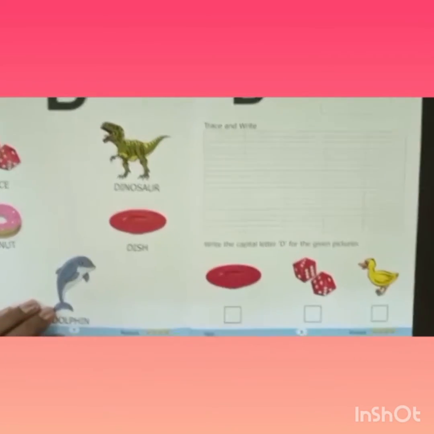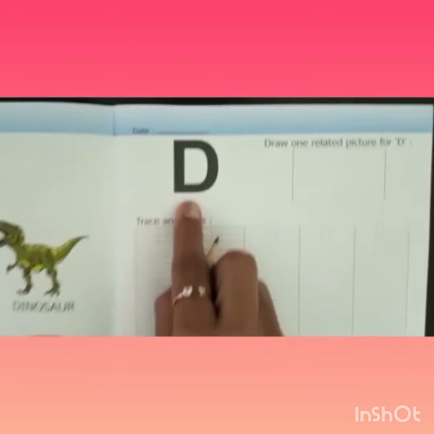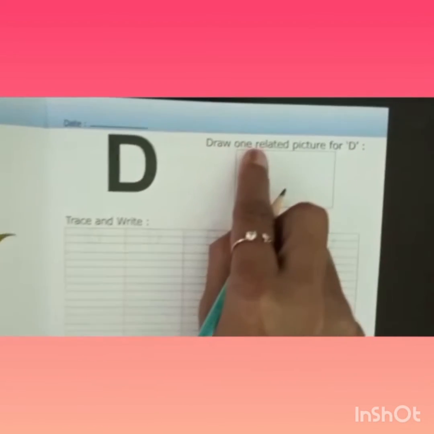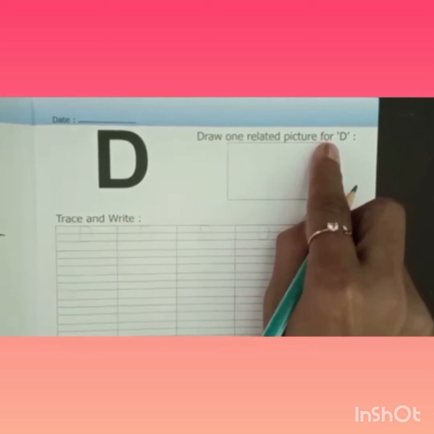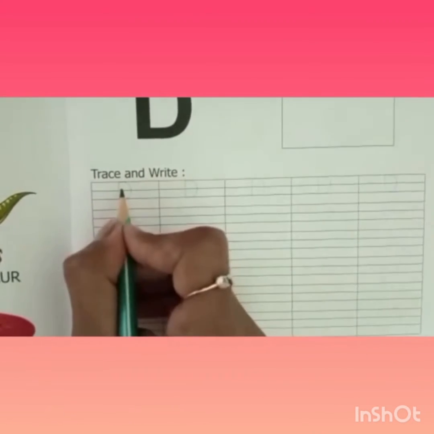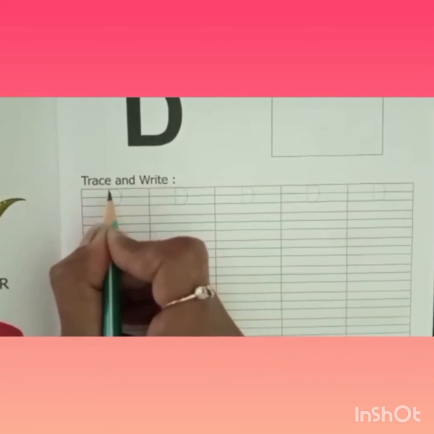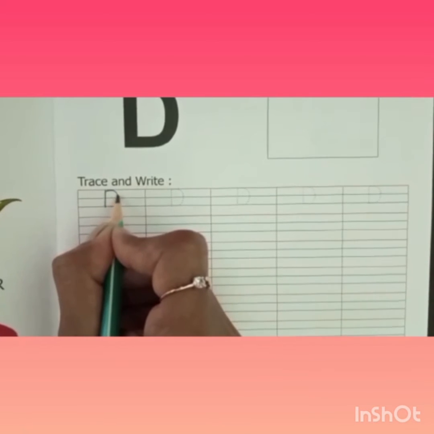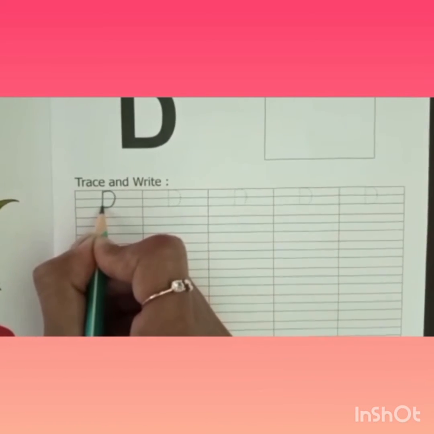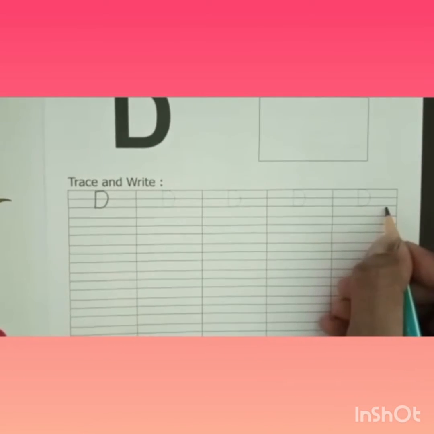Now open page number 8. Capital letter D. Draw one related picture for D. In this box you have to draw a drum. Okay? Trace and write. You have to trace standing line, opposite C curve, capital letter D. Like this way you have to trace this line.